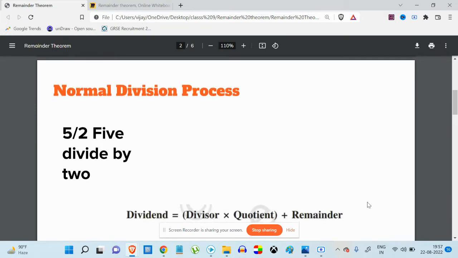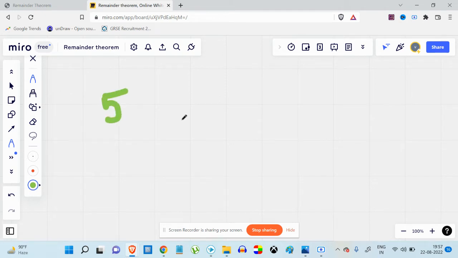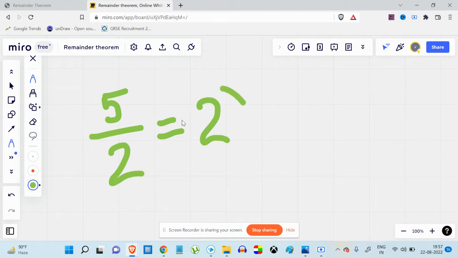If you remember, in class 3, 4, or a very basic elementary algebra class, when you divide 5 by 2, how do you do that? I'm doing it again, and you must be thinking why, but this is so you can see the comparison along with me, in polynomials, of how the remainder theorem works.